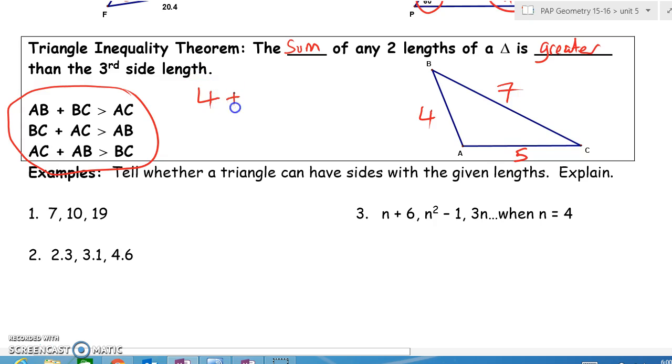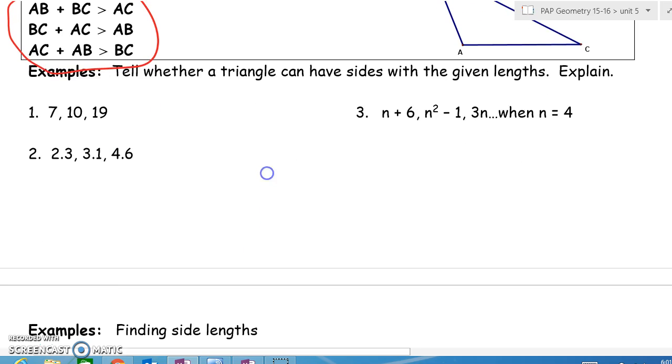Well, let's just check. What is 4 plus 5? Well, obviously it's 9, and that's greater than 7, so we're good. That works just fine. There are some examples below that will make this a bit clearer. So 7, 10, and 19. And I would get into the habit of putting them in order each time you do this. Thankfully, these are already in order.